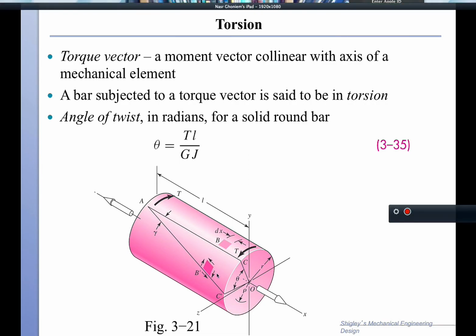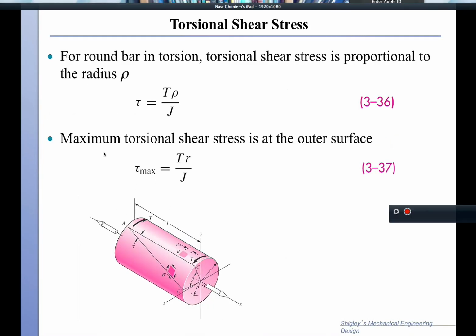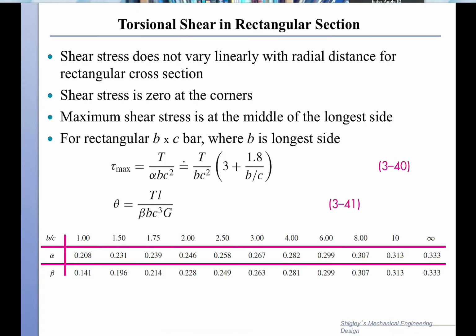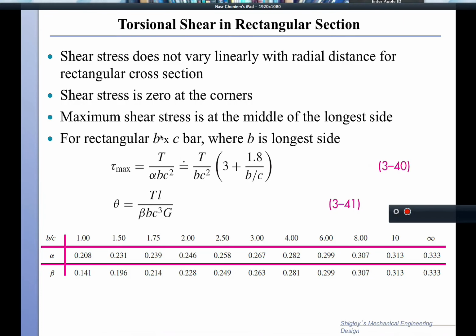And therefore we can actually look at the shear stress as T rho over J, and its maximum is TR over J, as we discussed before. Now, these assumptions are based on the fact that we have a circular cross-section.